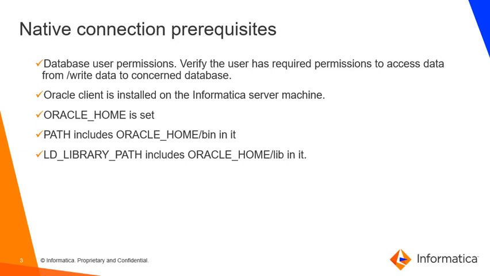Since it's a native connection, we have to use the Oracle client. So the Oracle client should be installed on the Informatica server machine. You have to set the ORACLE_HOME variable, the PATH variable should also include Oracle home bin in it, and LD_LIBRARY_PATH should include Oracle home lib in it. All these three environment variables are a must for data access.